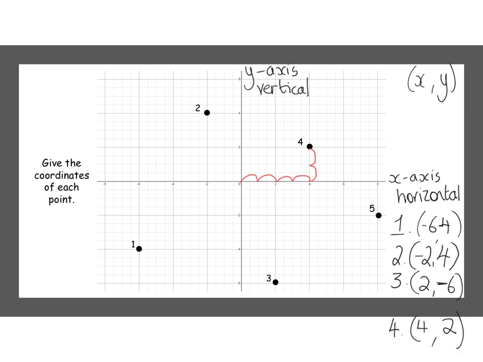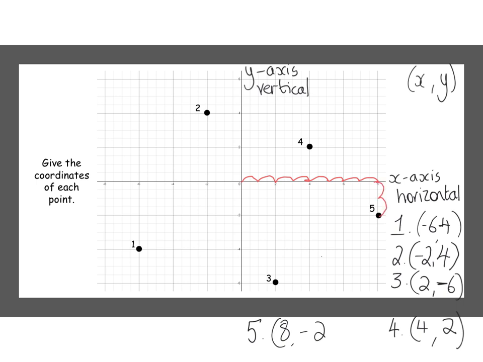And finally number 5 then. For 5, we do the exact same thing. So we have to go out, this is 1, 2, 3, 4, 5, 6, 7, 8. So for 5, we went out 8. And then we come down 1, 2, so it's minus 2.